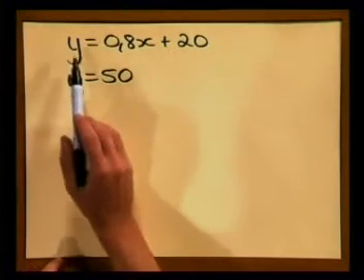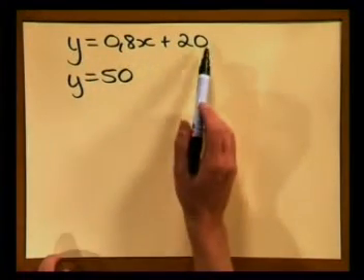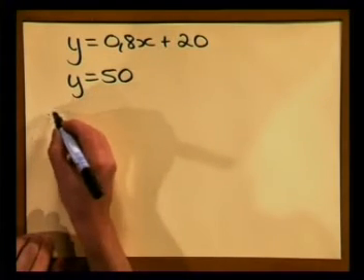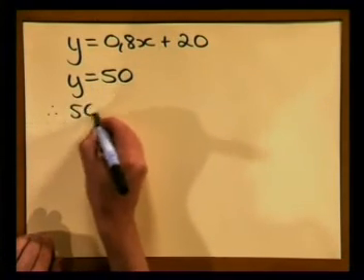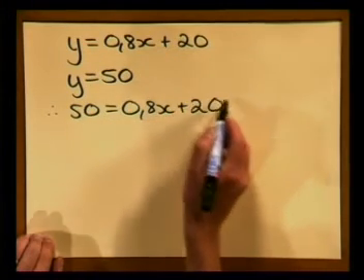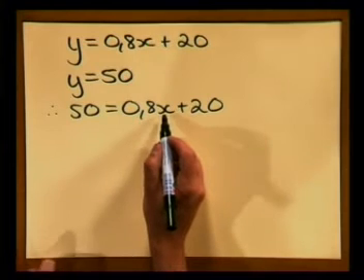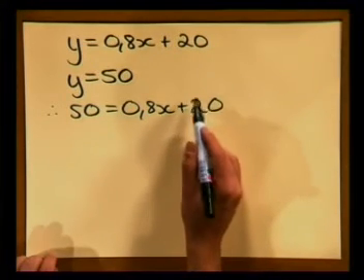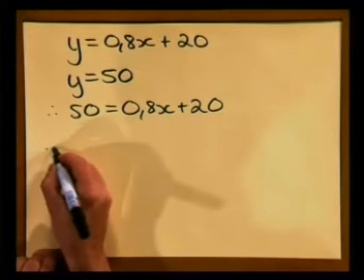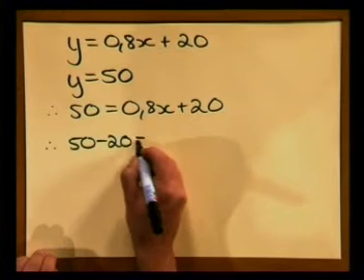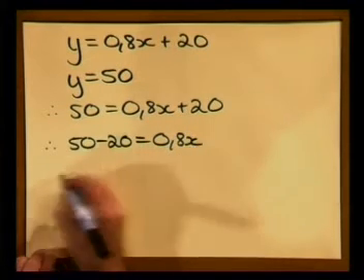So I know that the total cost is 50 Rand. Now I can write an equation. We know that our formula is given by y is equal to 0,8x plus 20, and we also know that the value of y is equal to 50. So therefore I can write the following equation. 50 is equal to 0,8x plus 20, and use this equation to find the value of x. The first thing I'm going to do though is subtract the cost of renting the line from both sides of the equation. So therefore 50 minus 20 is going to be equal to 0,8x.